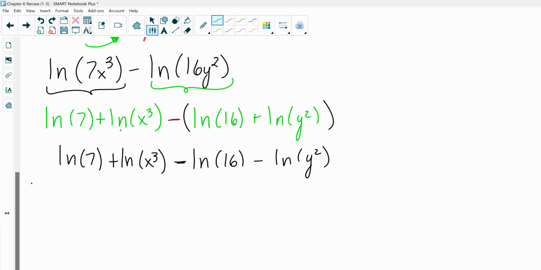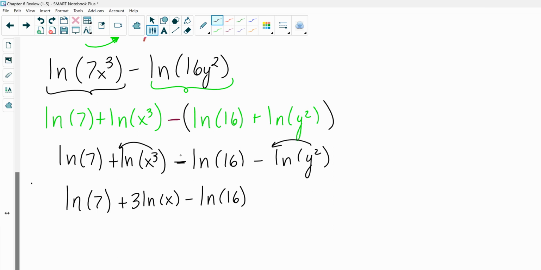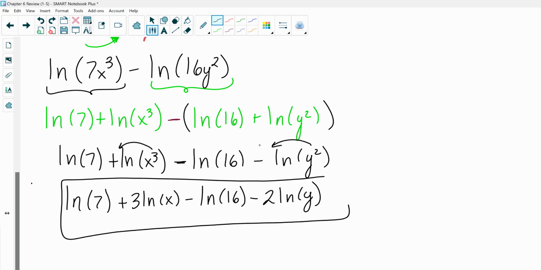But the last thing we have is our powers. And we would move the exponents to the front. Now it's going to stay ln of 7 plus our ln of x to the third is now going to be 3 ln of x, minus ln of 16. We'd move the 2 out front, giving us 2 ln of y. And that's it.